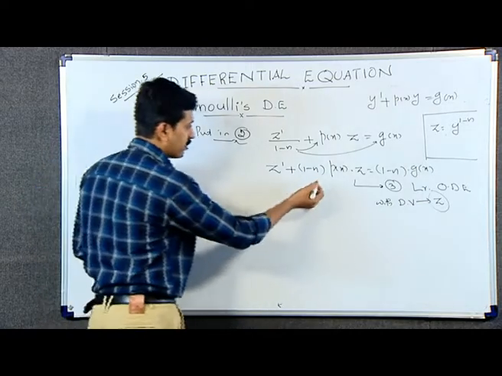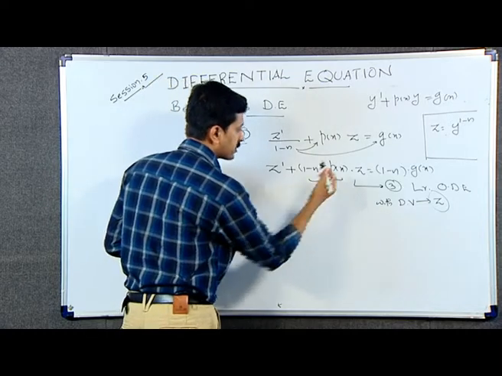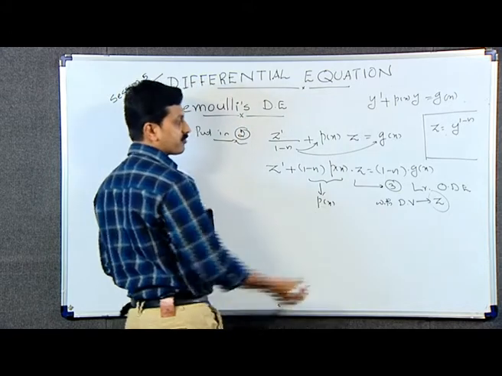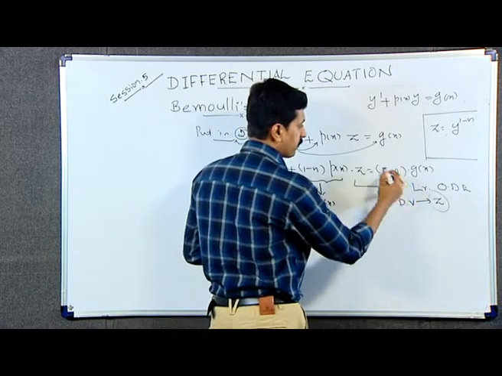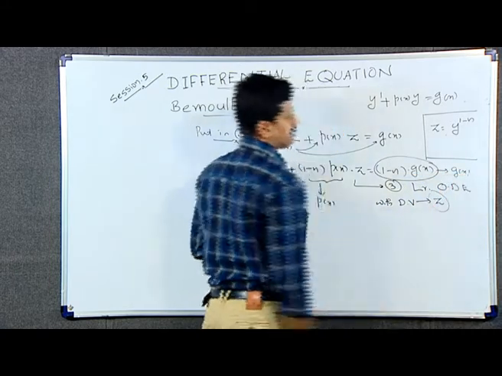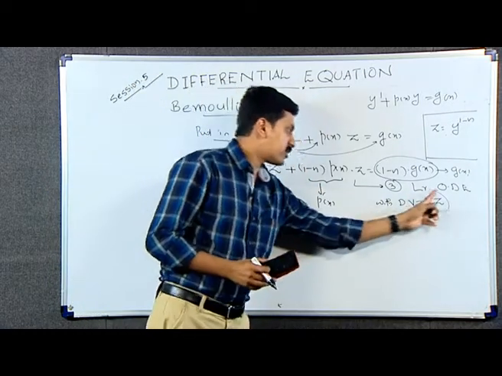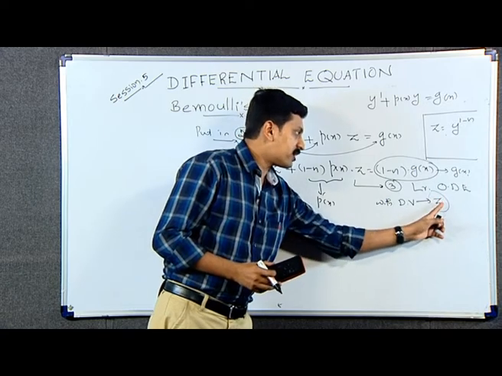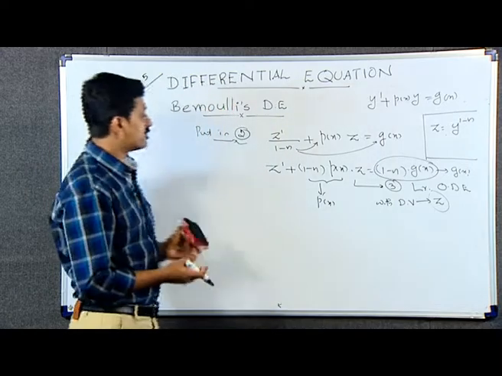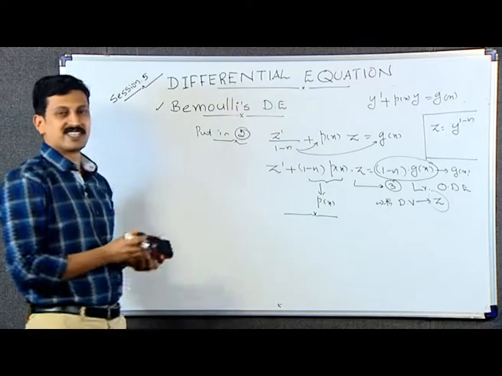See, here we can solve this. Instead of p of x, here we have 1 minus n into p of x. Instead of g of x, here we have 1 minus n into g of x. So, while solving this, as I already told you, we can find z and we can find the value of y from this relation. Now, this is the method to solve Bernoulli's differential equation.